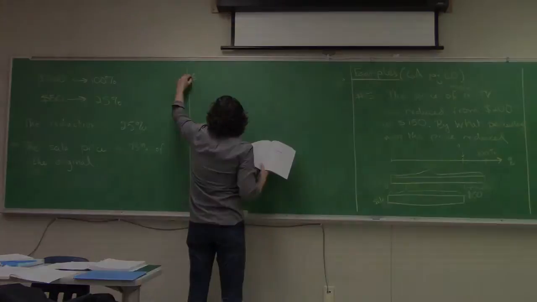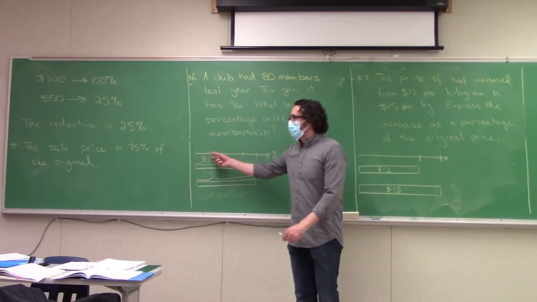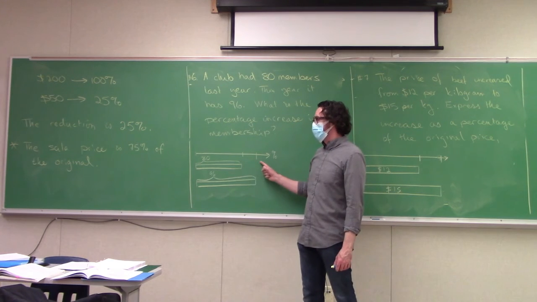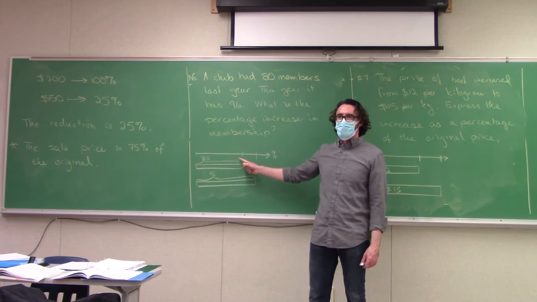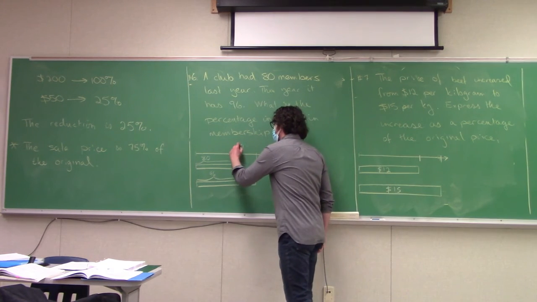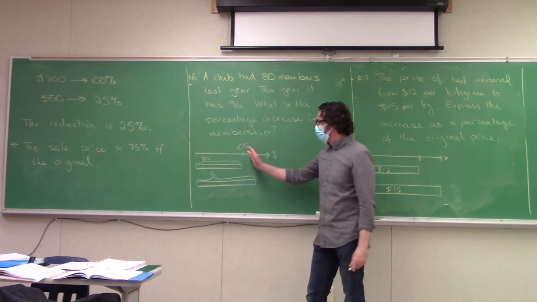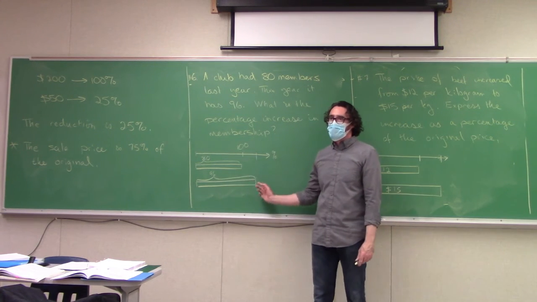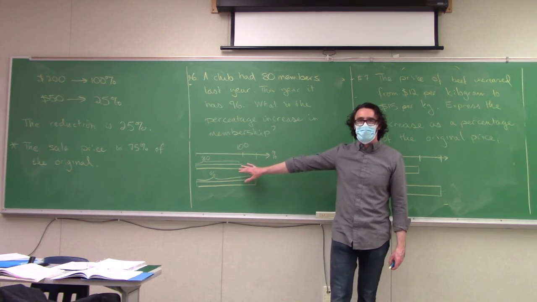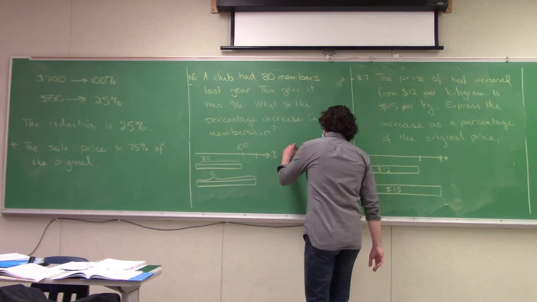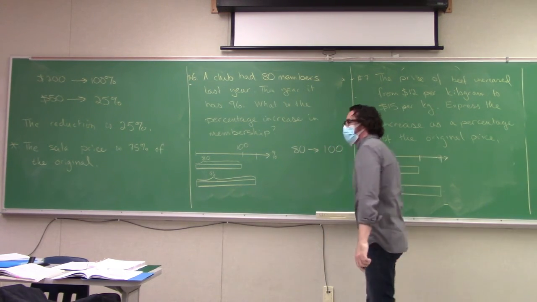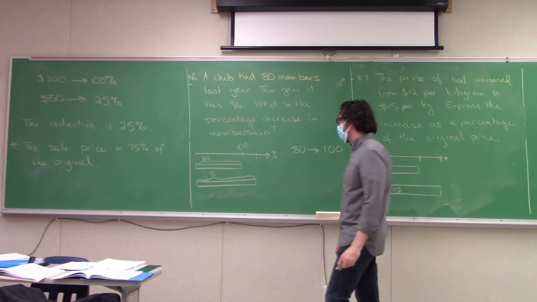Number 6. So I got my percent line, I got my bars here. Which of these is the 100% mark? Left or right? Left is the 100% mark. Okay, so we're basing the next year's as a percentage of the previous year's. So this is our starting amount, that's our base amount, 100%. So let's do our little chart here. 80 club members corresponds to 100%.